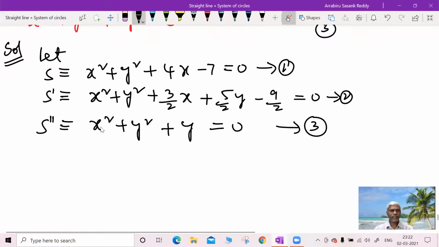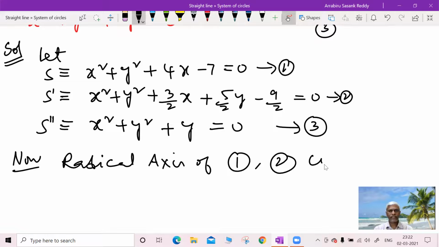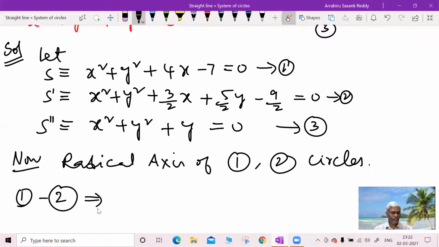Now the radical axis of the first 2 circles, radical axis of first and second circles. So first minus second will give us the radical axis.